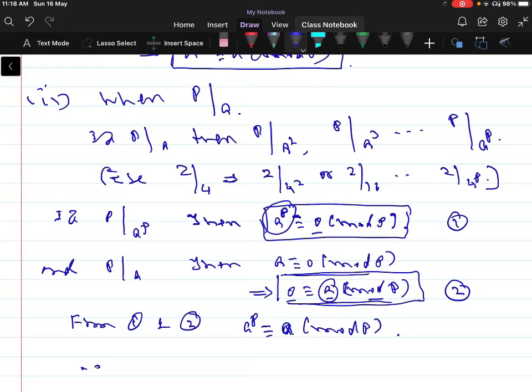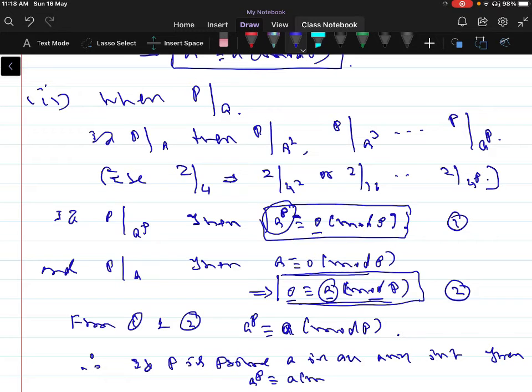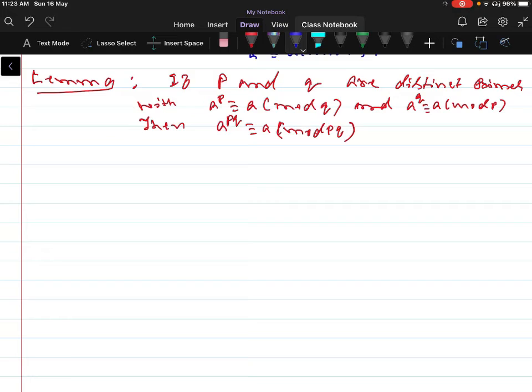So therefore if p is prime and a is any integer, then a power p is congruent to a modulo p. So we will consider the lemma.